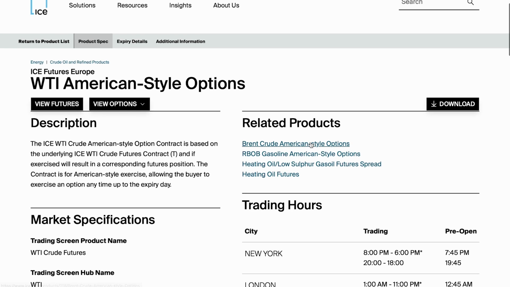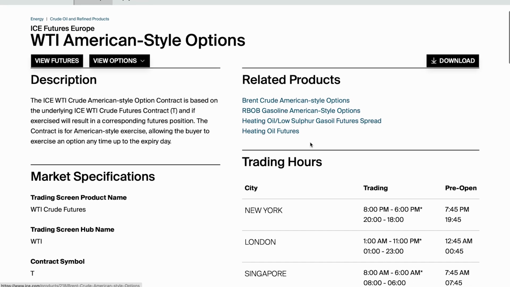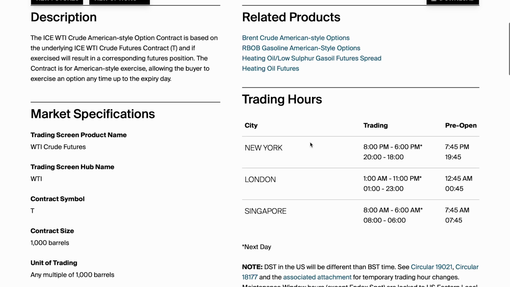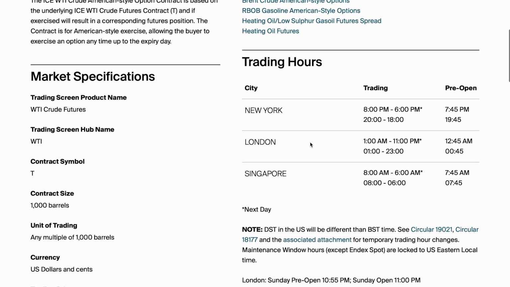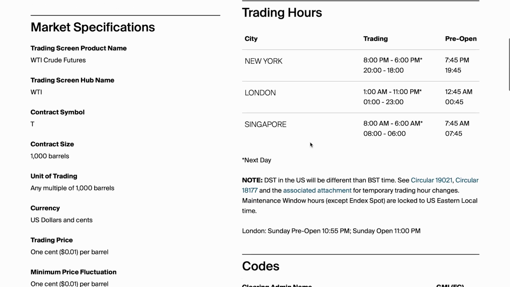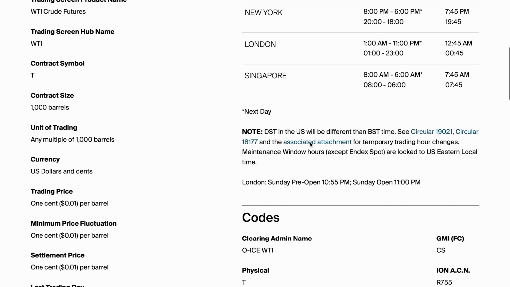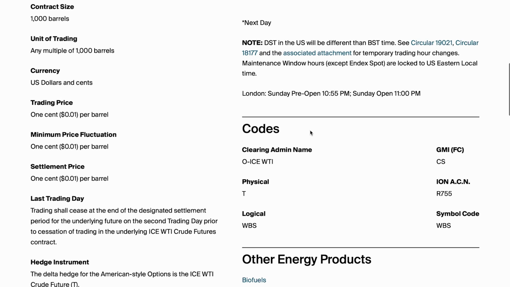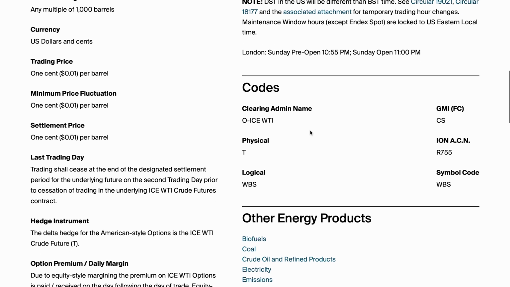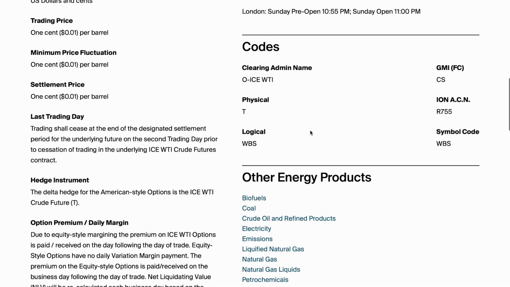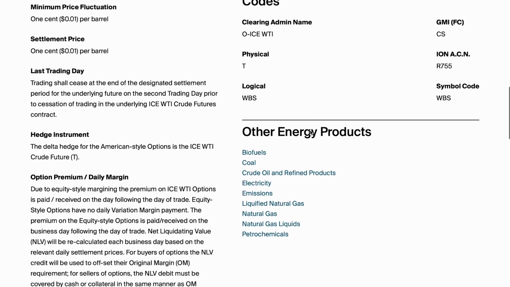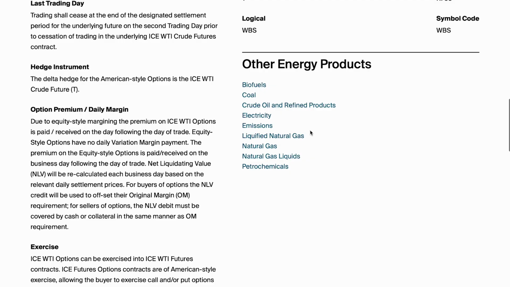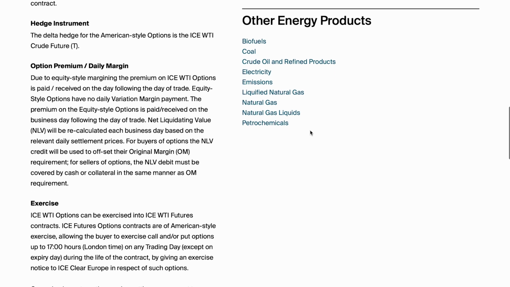A great example of this is the American style options on WTI, which is a product traded on the Intercontinental Exchange, commonly referred to as ICE. This specific contract is an option on 1,000 barrels of WTI, which is equal to a single ICE WTI futures contract. This means that if you bought a single call option on WTI and exercised it, you would then be left with a single ICE WTI futures contract, which is a 1,000 barrel futures position. If you would like to learn more about this contract, feel free to explore this page and more on ICE's website.